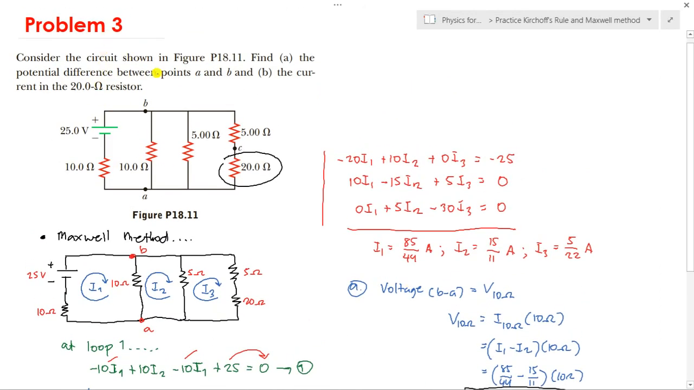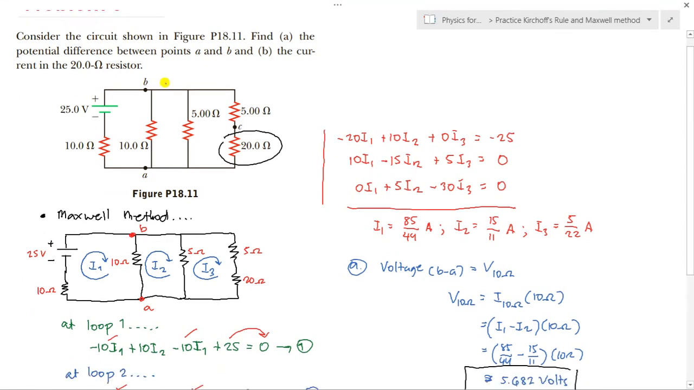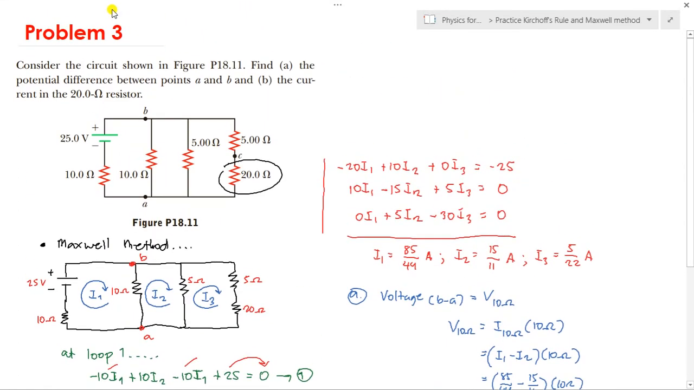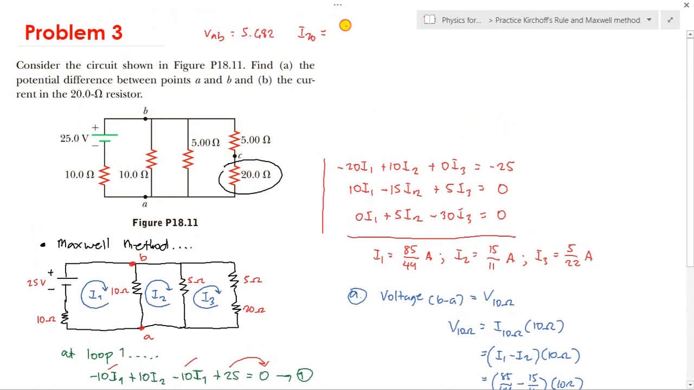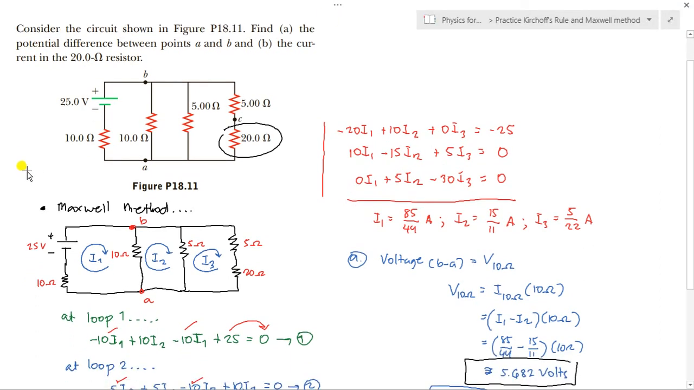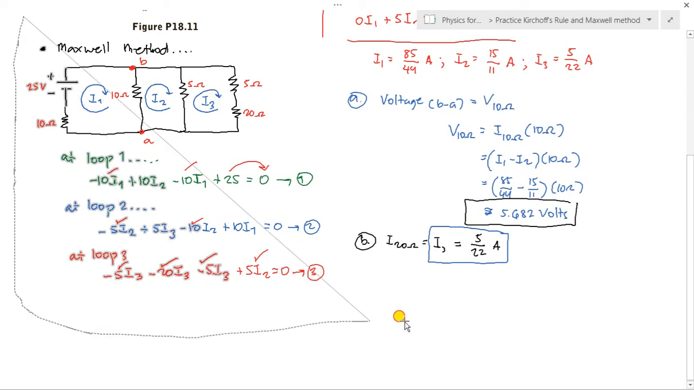Ato remember ang voltage at AB, that is 5.682 volts. The current at 20 ohm is equal to 5 over 22 amperes. Class, kani siya nga problem, makaya ra ni by manual method. Katong mga branches, dili gamit ni mga Maxwell. Kaya ra kani siya, class.